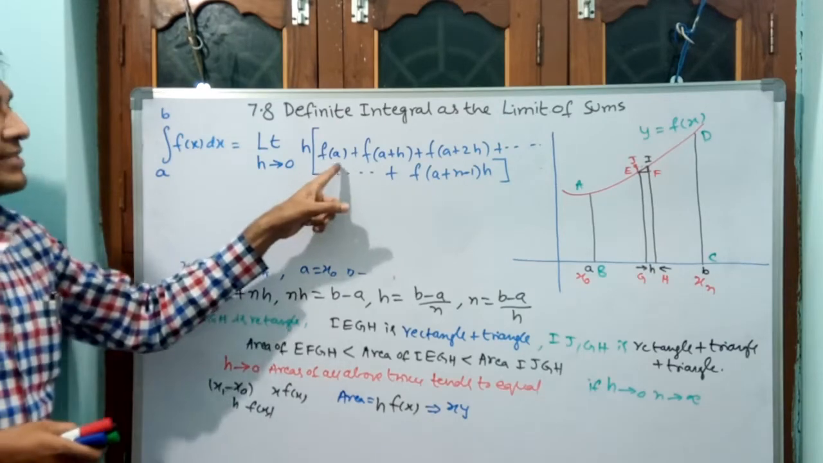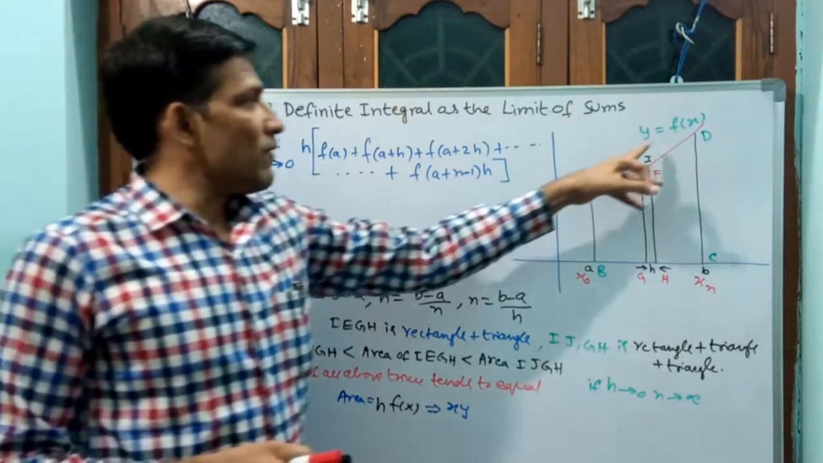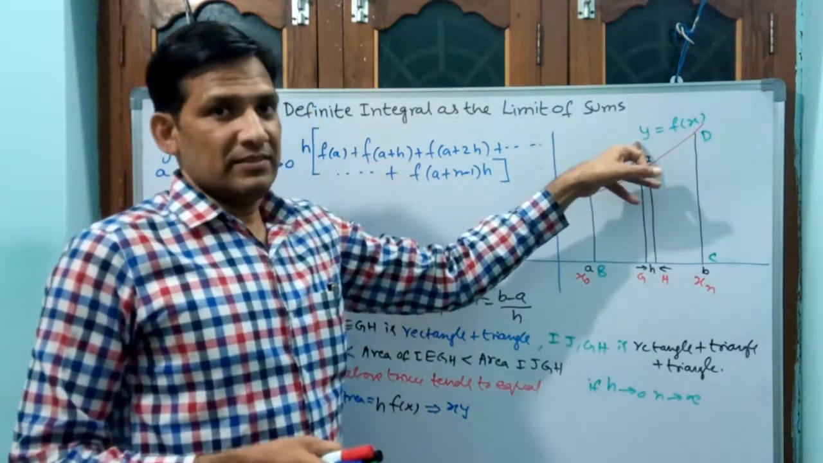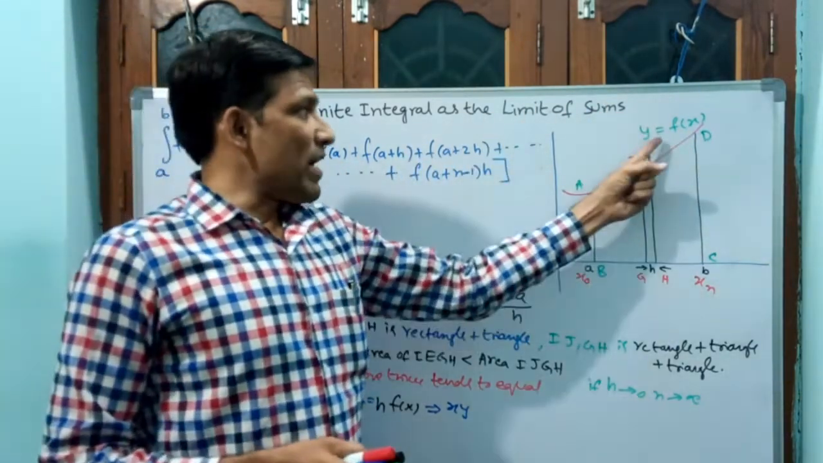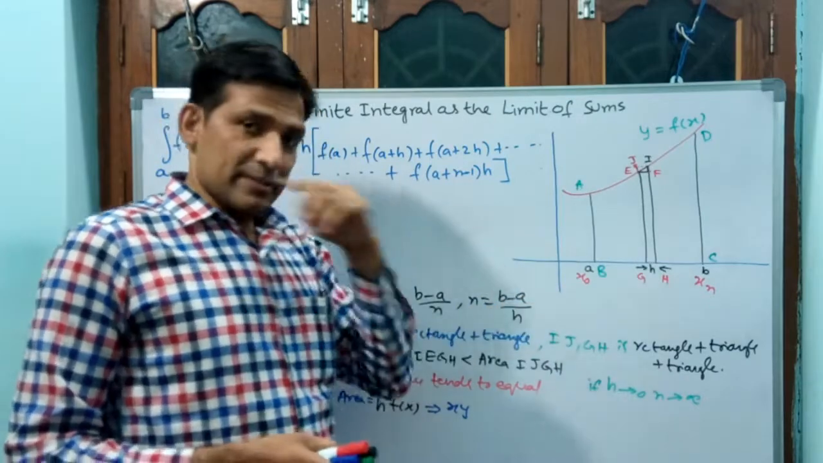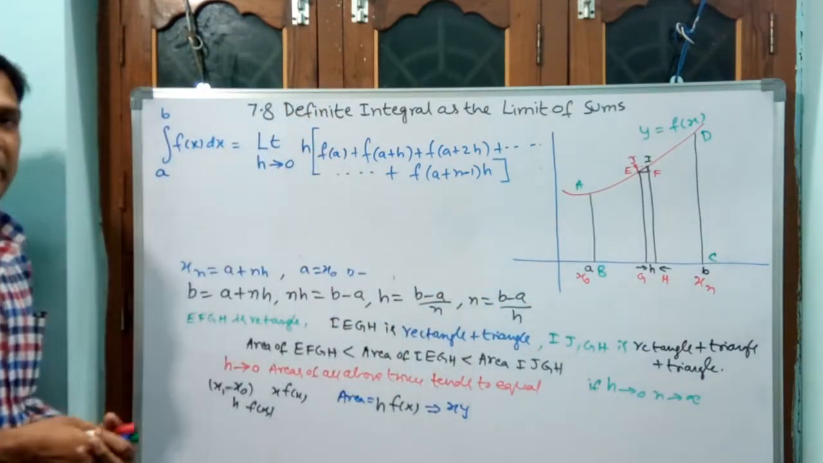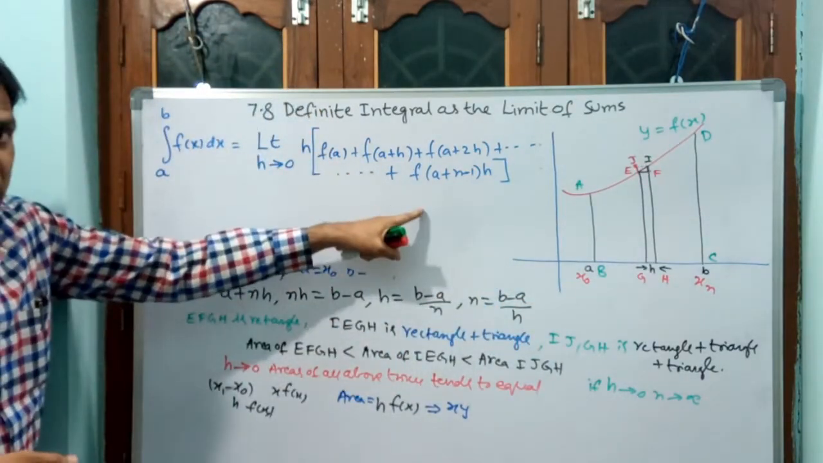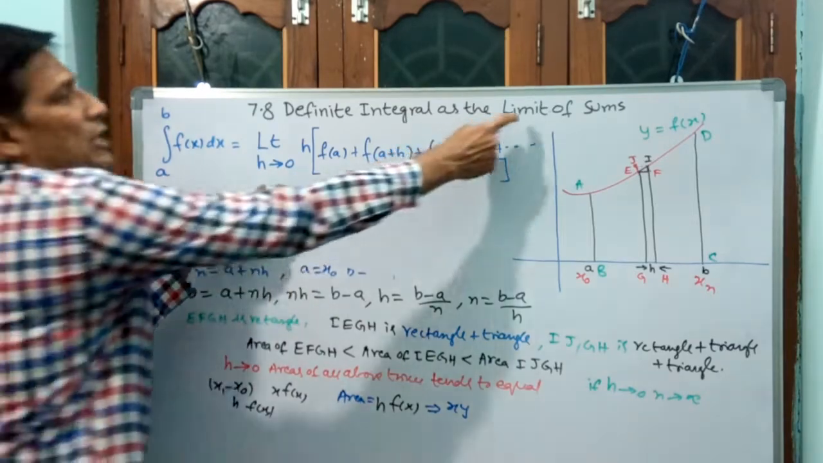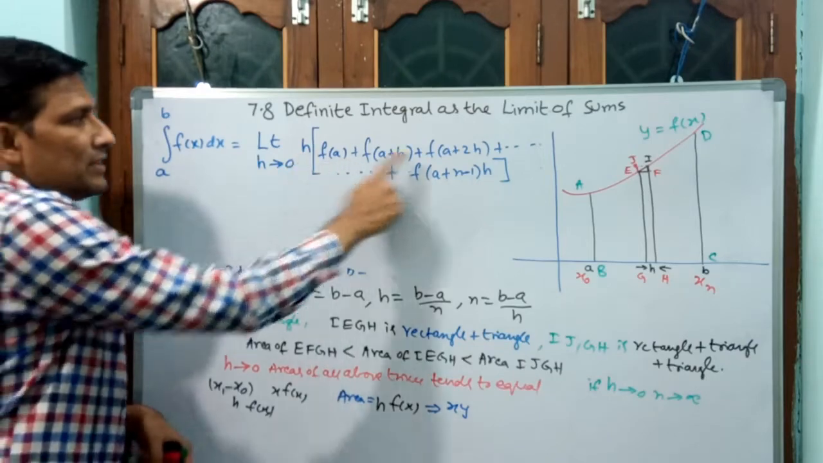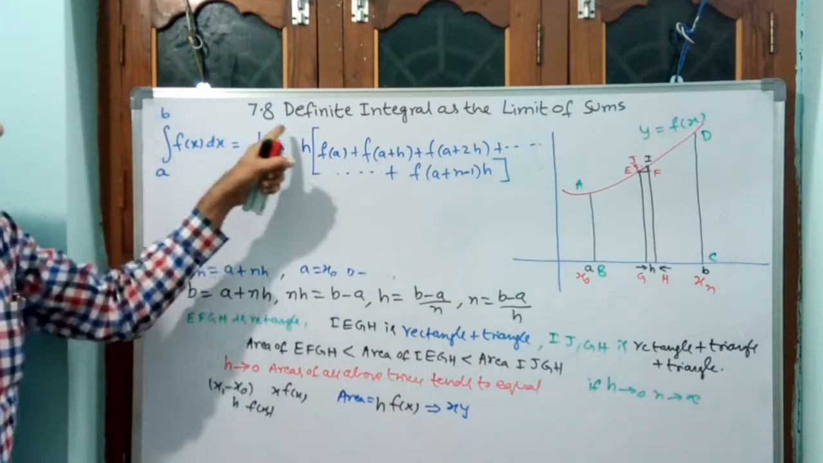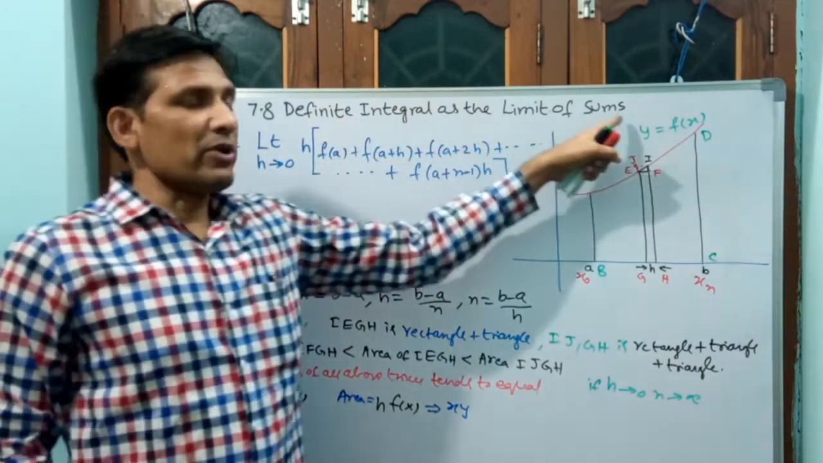Okay? What are these f of a, f of n? See, f of a means this is y only. F of x or f of a means these are y only. Y, number of y's into h. Okay? We are multiplying. This is the area. This area is limiting. Limit also we are applying. Limit h tends to 0 into h.